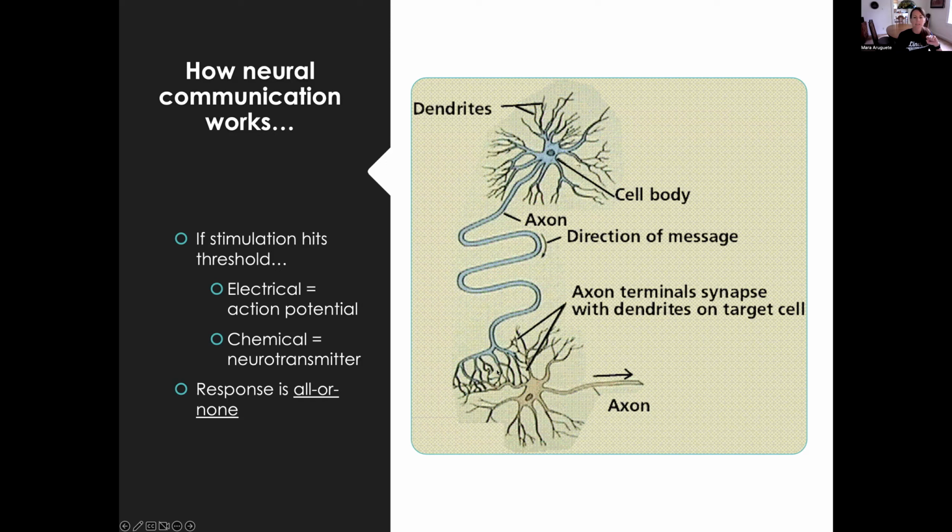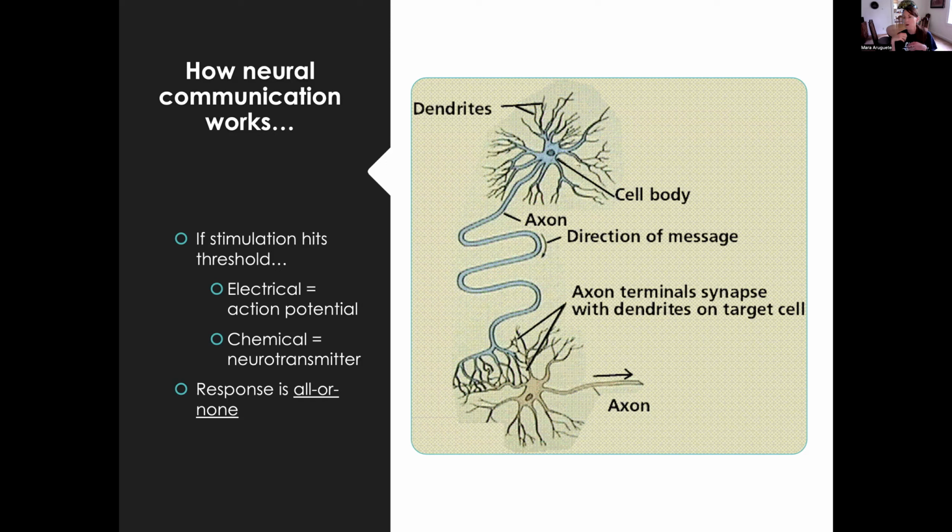If that happens, then this neuron will release a neurotransmitter here onto this neuron. And once again, it may or may not hit threshold, but if it does hit threshold, if it's enough stimulation, then this neuron will then send an electrical signal down its axon. That electrical signal we call an action potential. So when electricity shoots down the axon, we call that an action potential. And the chemical it spits out at the end, we call a neurotransmitter.